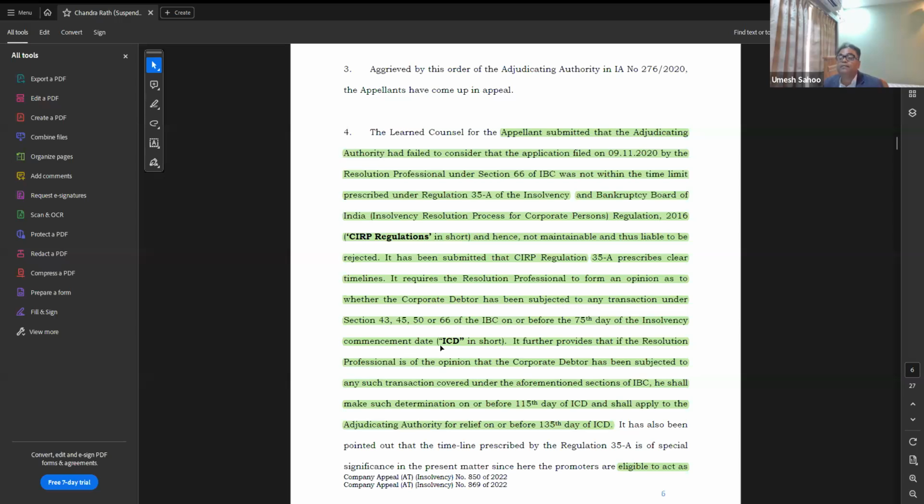One small discussion I will share. I was appearing in a case where the RP made an allegation that the suspended director sold a BMW car for the amount of 6 lakhs. That belonged to the corporate debtor. And there is a loss of 20 lakhs.